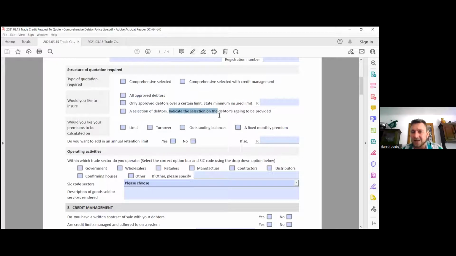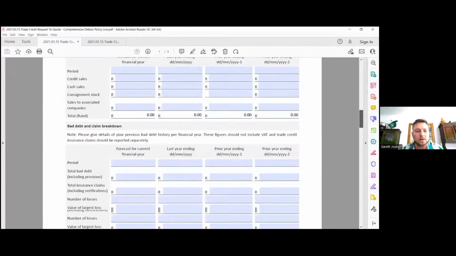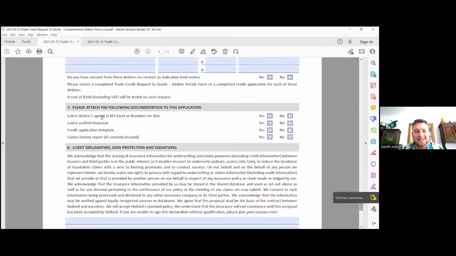Or would you like to insure just a selection of debtors? Please indicate the selection on the debtors aging provided. So I'm just going to quickly go to section 7 here. I know this looks long. Here we go. We need the latest debtors aging from your client. That gives us the profile of their clients, and their buying behavior at a snapshot at least. On this form, because it's in Excel or numbers format, if your client could just highlight those for us, they can make them yellow, they can put a tick next to them, they can do whatever they want to. Just let us know that these are the actual buyers that we're looking at for cover.